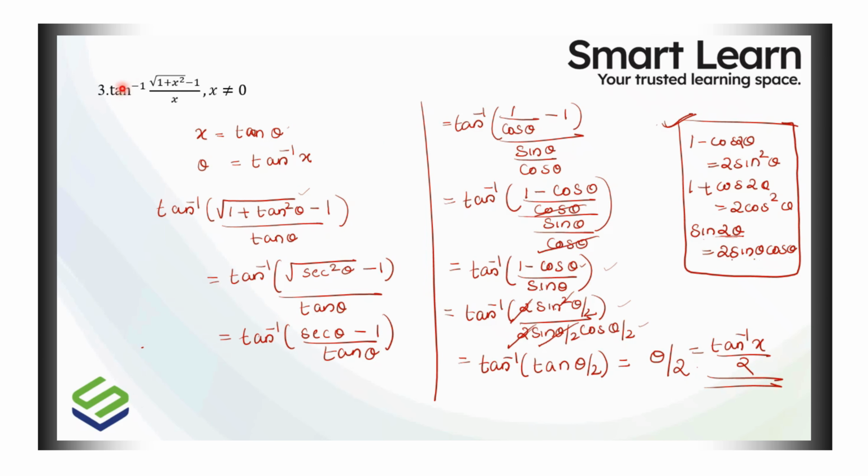Now, tan inverse of root of 1 plus x square minus 1, by x. 1 plus x square, so what can I do? I can put 1 plus tan square theta, right?